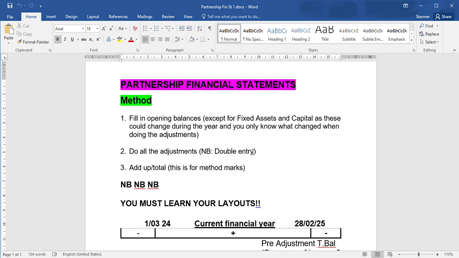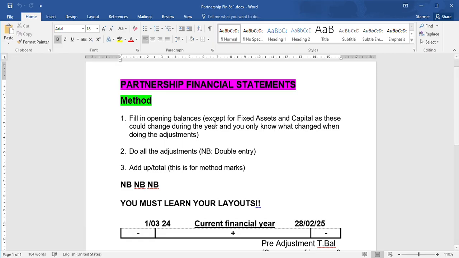This will be a very brief introduction to financial statements. I want to focus on the method you need to follow when doing financial statements. The first thing you need to do is fill in all your opening balances that you are given in your pre-adjustment trial balance.